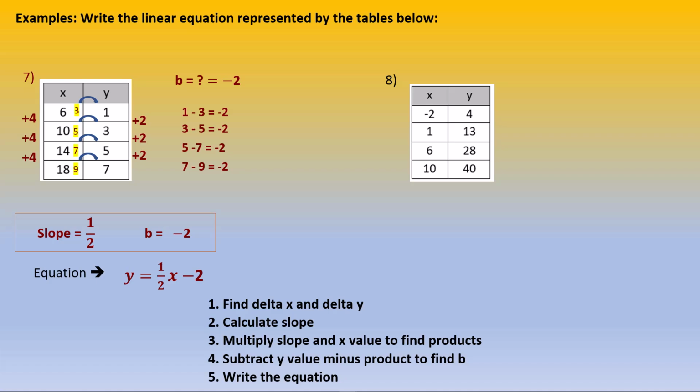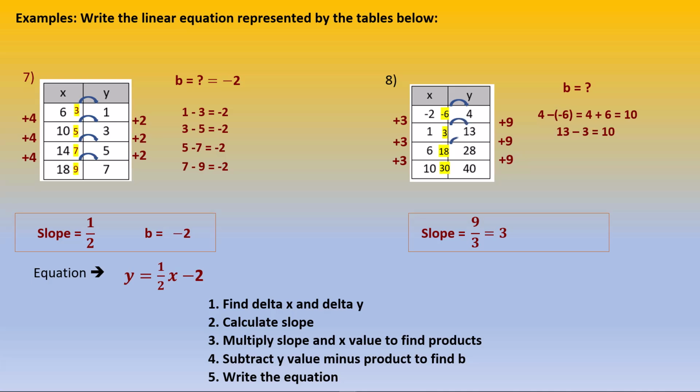Pause again to work out the second example. For this one, delta x is plus 3, delta y is plus 9. A slope of 9 over 3, or 3. The products of the slope and x values are negative 6, 3, 18, and 30. Subtracting the products from y results in the value 10 for b. The equation is y equals 3x plus 10.